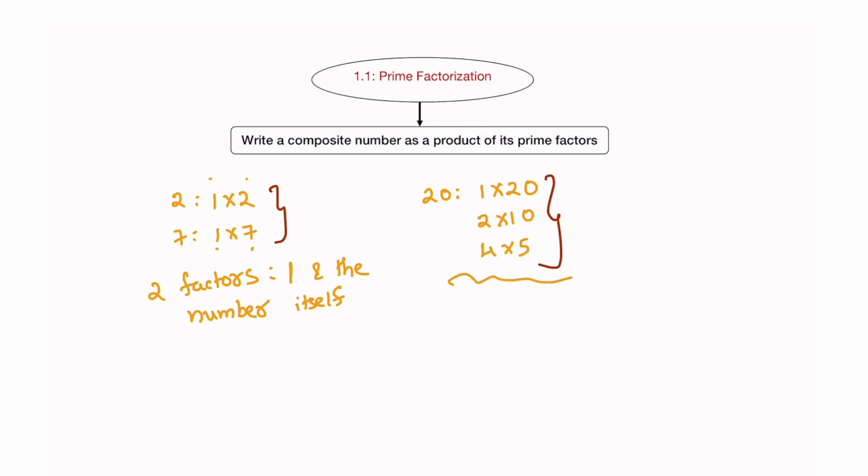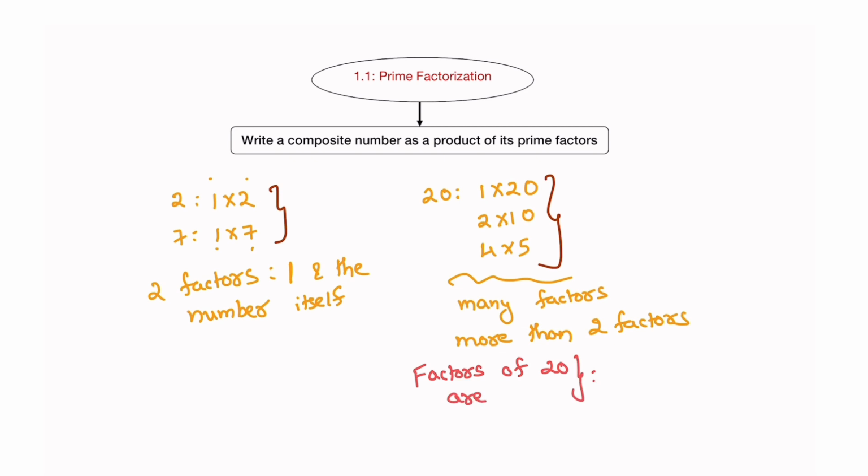Whereas in this case, you have many factors, and they are always more than 2. It can be 4, it can be 6, right? So there are more than 2 factors. Now, what are the factors? If we have to list down the factors of 20, we will say the factors of 20 are 1, 2, 4, 5, 10, 20, right? They are all the factors of 20.